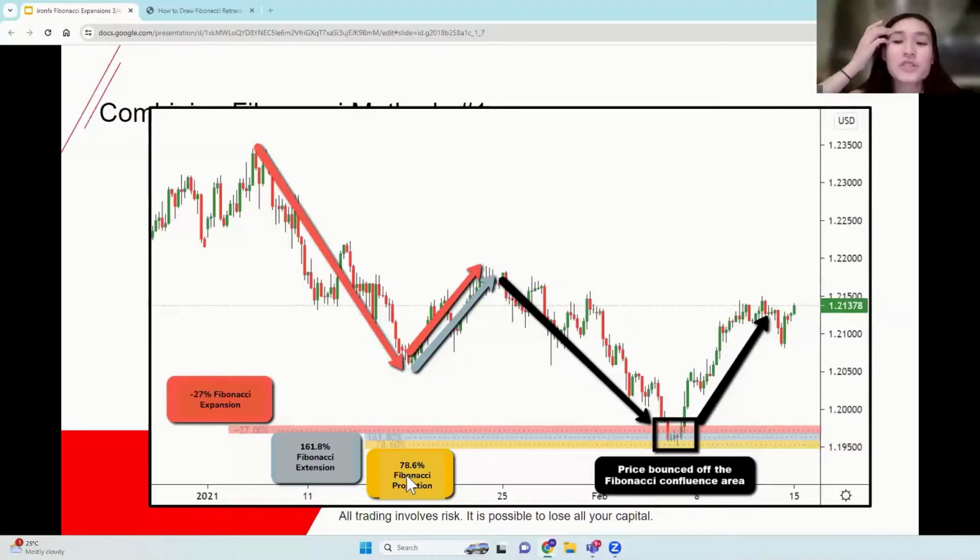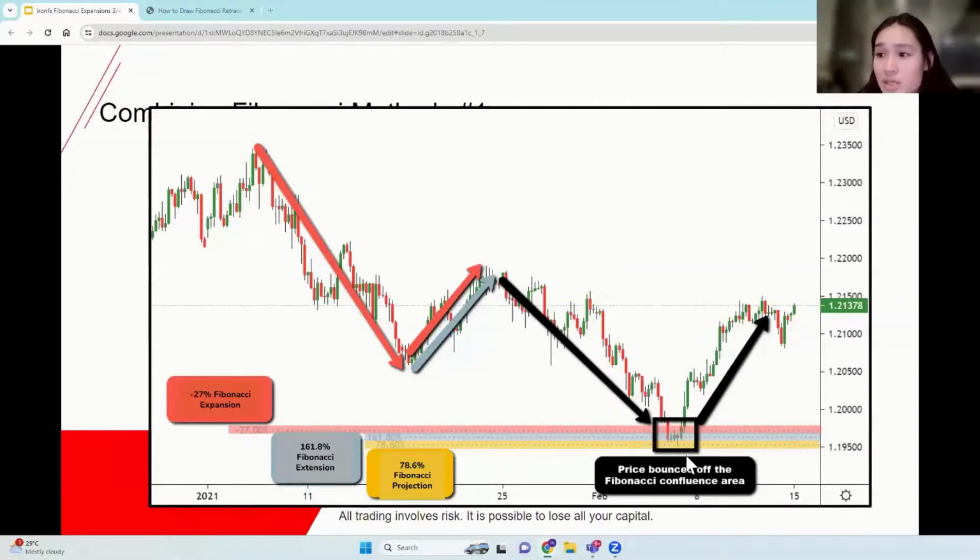So for projections, we'll touch a bit more on that next week. But really briefly, for projections, we are also looking for flash or lightning bolt shapes. Typically, projections can be used with expansions quite a lot of the time. So for projections, we are looking at 61.8, 78.6, and 100% levels. In this case, we see a 78.6% Fibonacci projection that lines up with all these other two levels.